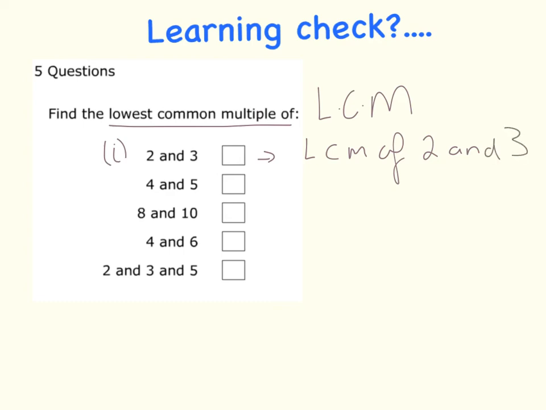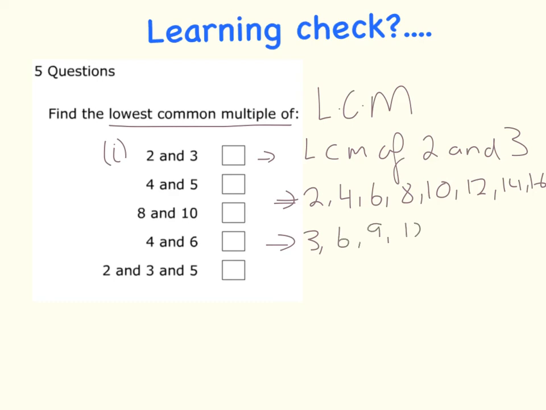So I'm going to start off by doing my multiples. 2, 4, 6, 8, 10, 12, 14, 16, okay, and then I'm going to do the multiples of 3: 3, 6, 9, 12, 15, 18, 21, okay. I have a good few multiples listed out there. What are the common ones? Both have 6, and they both have 12, okay.